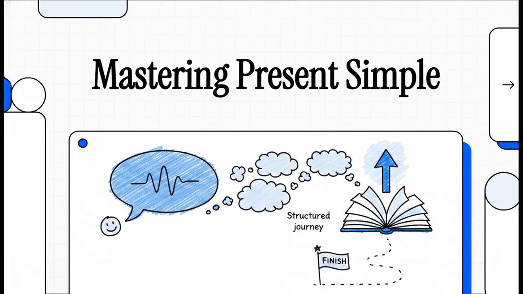Today, we're going to unpack something that native English speakers use literally all day long without even thinking about it. We are talking about the present simple tense. So let's get right to the mechanics and see how this actually works.